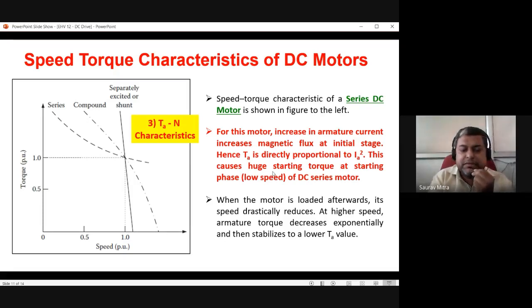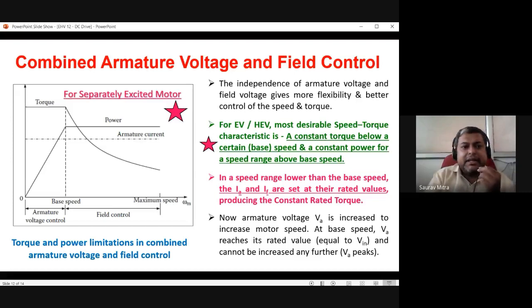There the DC series motor is used. Vehicles also, we started. So at the starting part, a vehicle requires a huge amount of torque within a very small span of time. That's why the DC series motor is the best choice for that. When the motor is loaded afterward, loaded means you are gradually increasing the mechanical load on the shaft, its speed drastically reduces. So you can find that whenever the speed is increasing, torque is reducing. A very important characteristic.